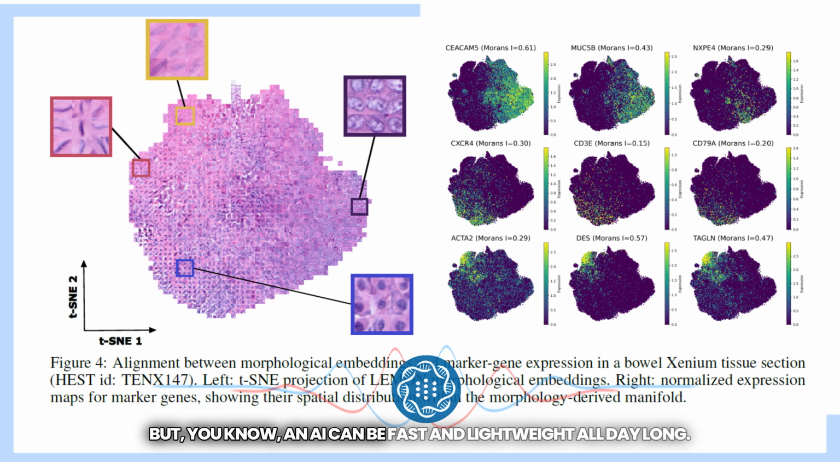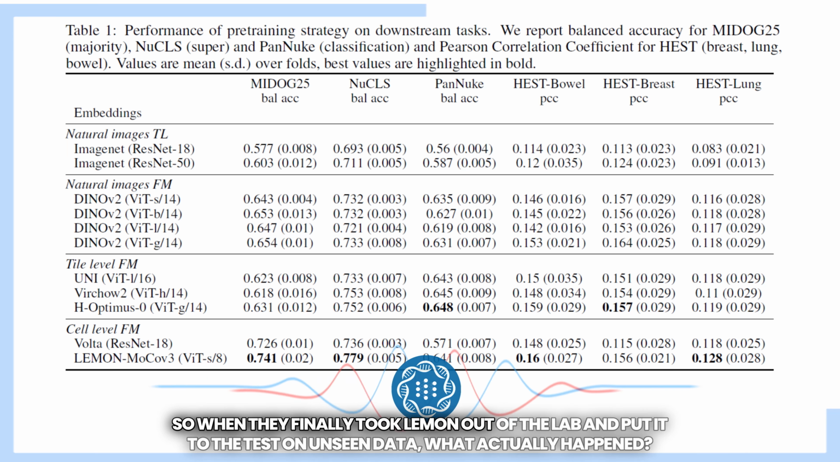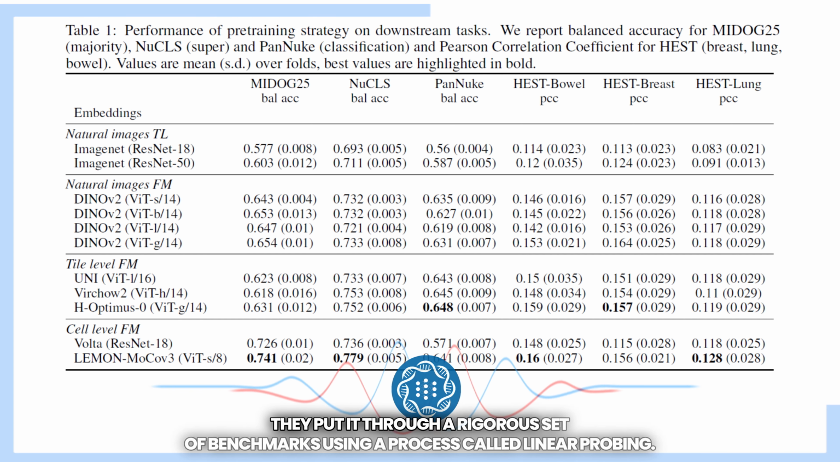But an AI can be fast and lightweight all day long. None of that matters if it doesn't actually understand the biology better than the heavyweights. True. So when they finally took Lemon out of the lab and put it to the test on unseen data, what actually happened? They put it through a rigorous set of benchmarks using a process called linear probing.